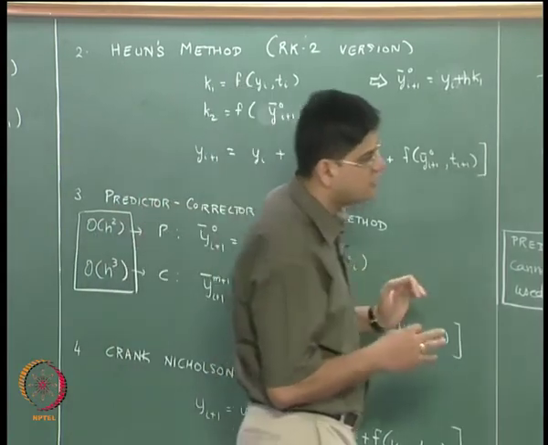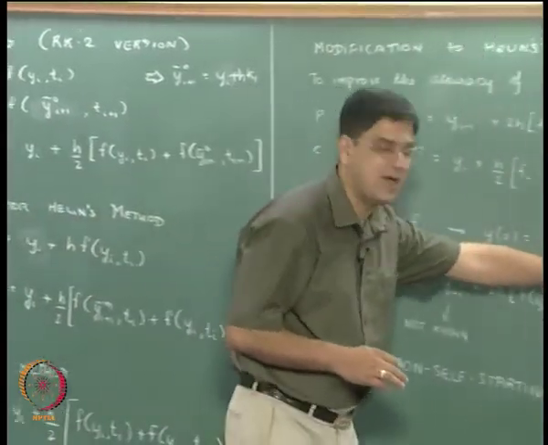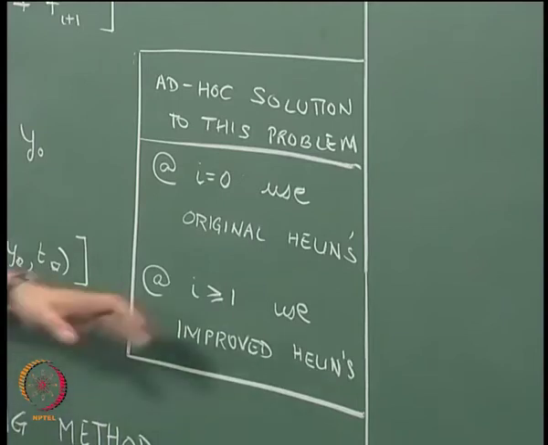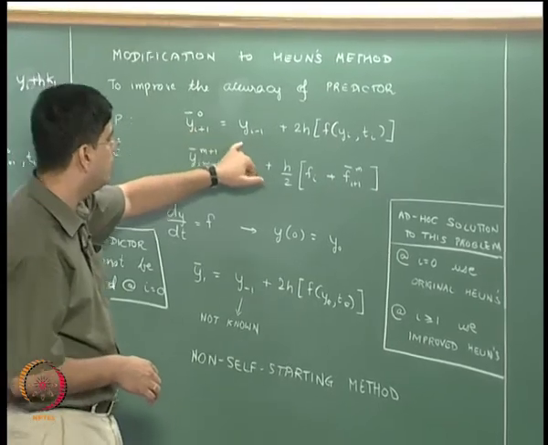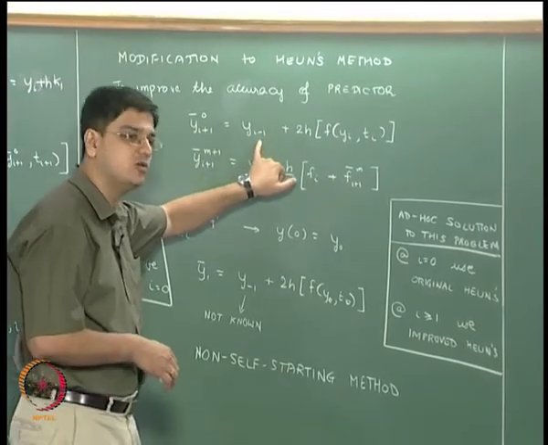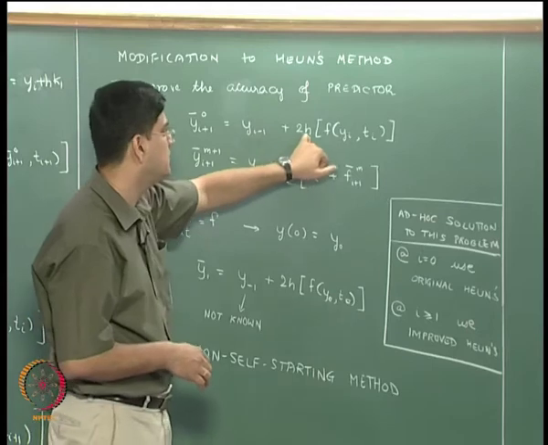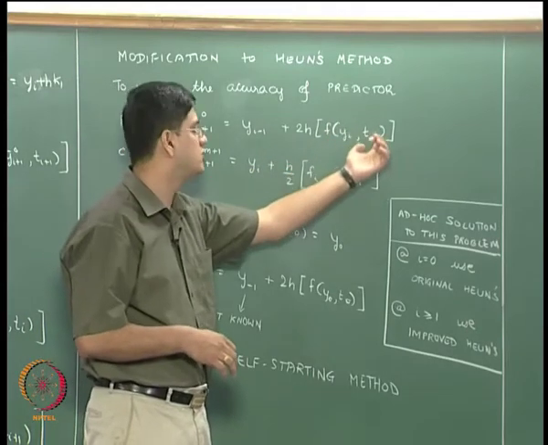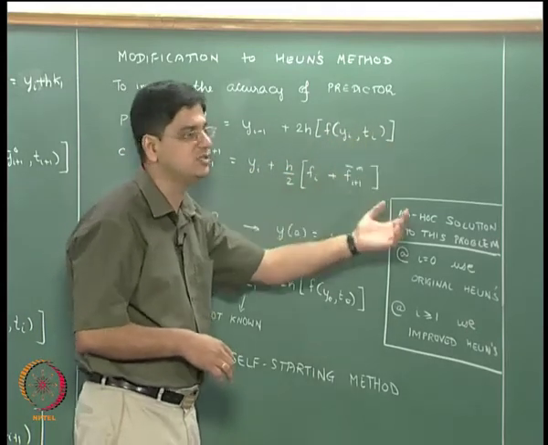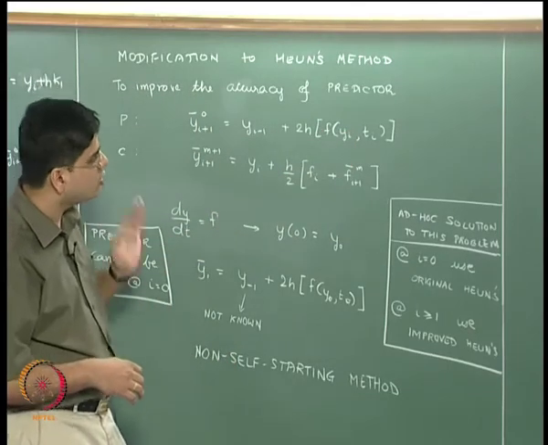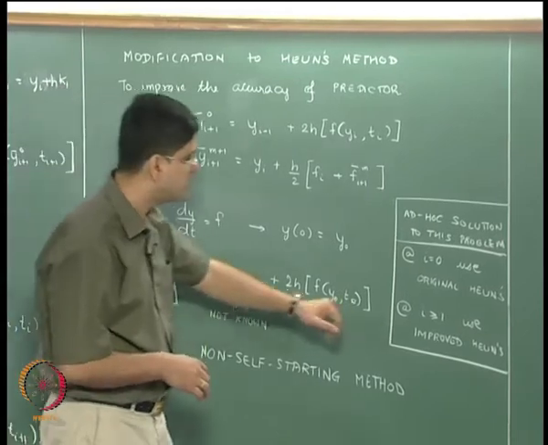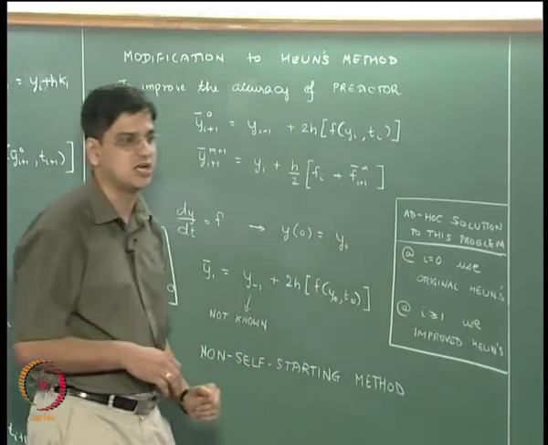Now after we solve this particular problem at i equal to 0, we move on to i equal to 1, and at i equal to 1 we can actually use this predictor, because y bar 2 equals y bar 0, which is y0, a known quantity, plus 2h times f of y1 comma t1. y1 is known, t1 is known. As a result, we can now use this method. So this is a non self starting method, and Yoon's method is just one example of a non self starting method.